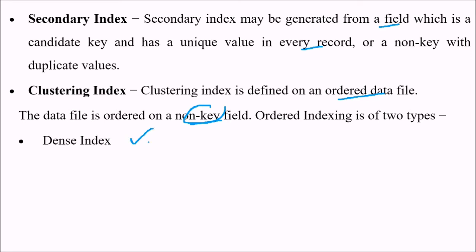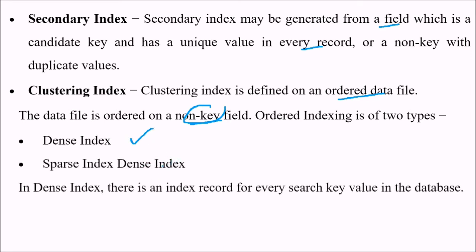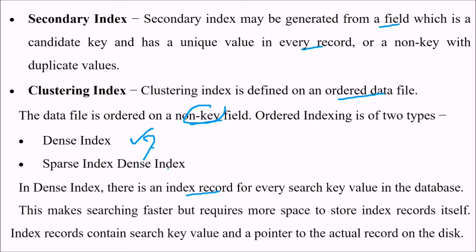Ordered indexing is again of two types. You can have a dense index or a sparse index. So what is a dense index? In a dense index, there is an index record for every search key value in the database. That is why we call it a dense index. This makes searching faster, though it requires more space to store the index records themselves. Index records contain a search key value and a pointer to the actual record on the disk.